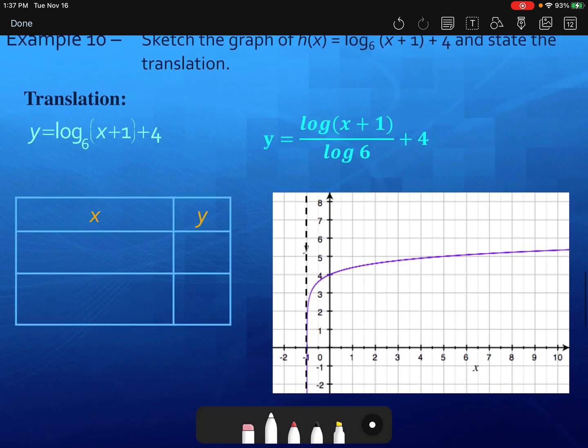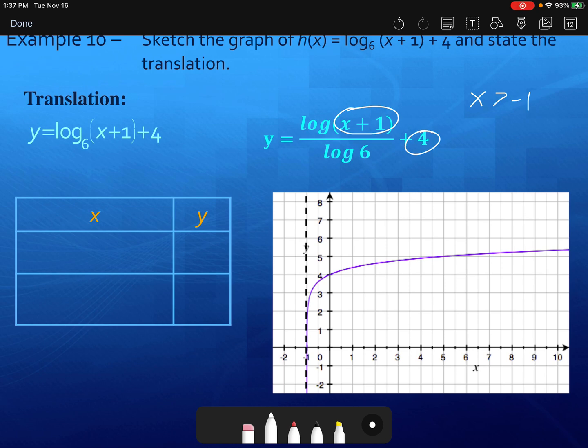Okay. Now, what about log base 6 of x plus 1 plus 4? Well, the plus 4 is going to move it up 4, right? Our domain is affected by the x plus 1, so we know that x is going to be greater than negative 1. So there's our asymptote, which is negative 1.